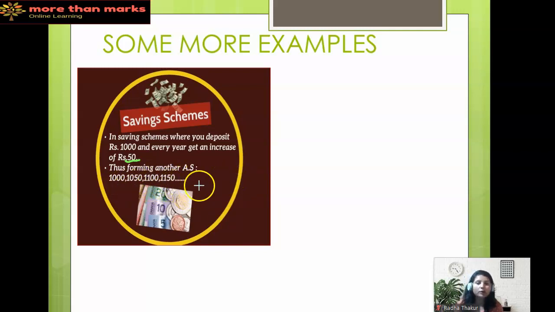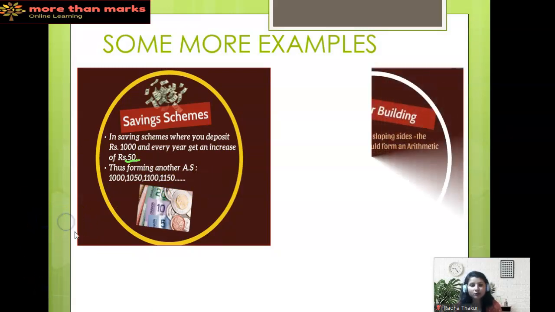And if I want to know how much money I receive after 10 years or after 5 years, in that case also we use the concept of AP. So I'm just explaining the need why we are studying it, right? So next, let's take one more example.